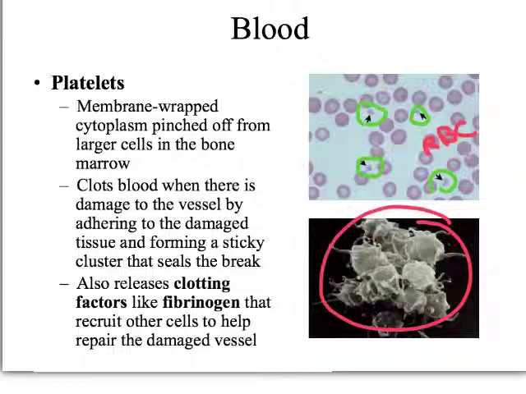They also are responsible for releasing what are called clotting factors, which are little chemical signals, like fibrinogen is one of them, that basically recruit other cells to help in repairing the damaged blood vessel. So they've got a very important job, because if you didn't have platelets or these clotting factors, then you would bleed to death with any little nick of a blood vessel.